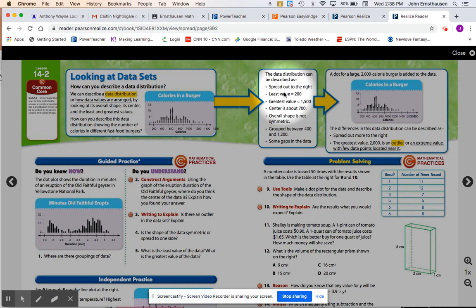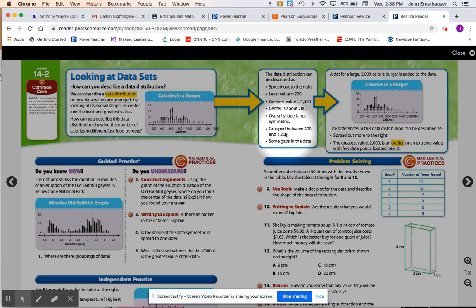So here are the words that we're going to use today: spread to the right or spread to the left. Another word for that is skewed. I'll go over that in a little bit. The least, the greatest, the center, the overall shape. Is it symmetric or not symmetric, which means the same on both sides? And are there groupings, like is there a large amount of dots in certain areas?